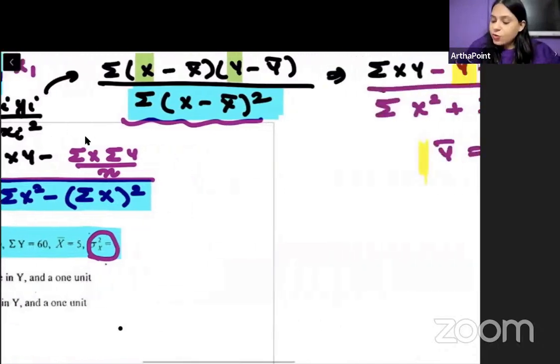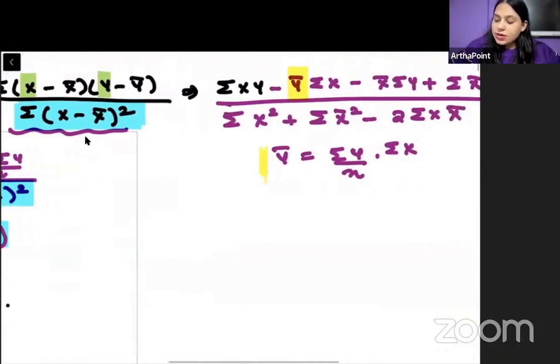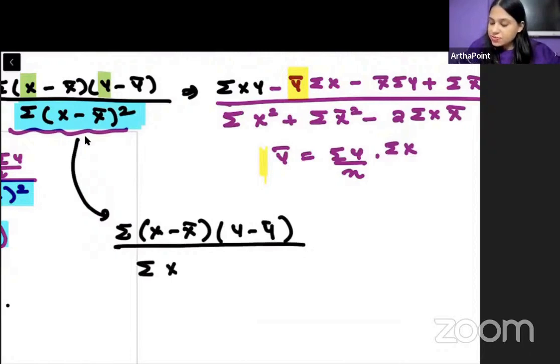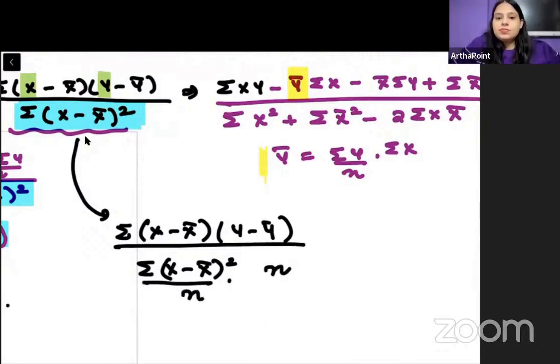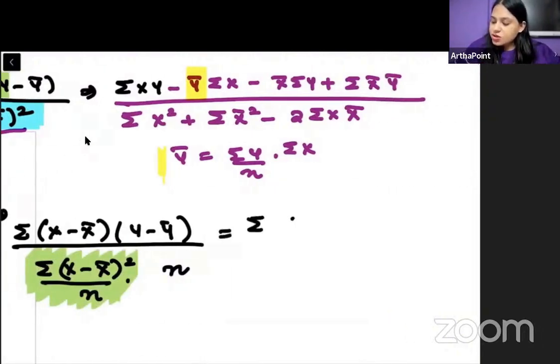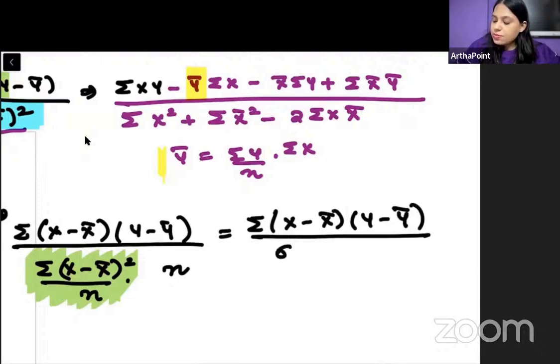Right? So what can I go ahead and do? If I look here, can I do something like this? Summation x minus x bar, y minus y bar, and in the denominator I can just write summation x minus x bar whole square, divide and multiply by n. Then I will get this as variance of x, isn't it? So then this can be written as summation x minus x bar, y minus y bar upon, this will become the variance of x into n. Now you can open this up.